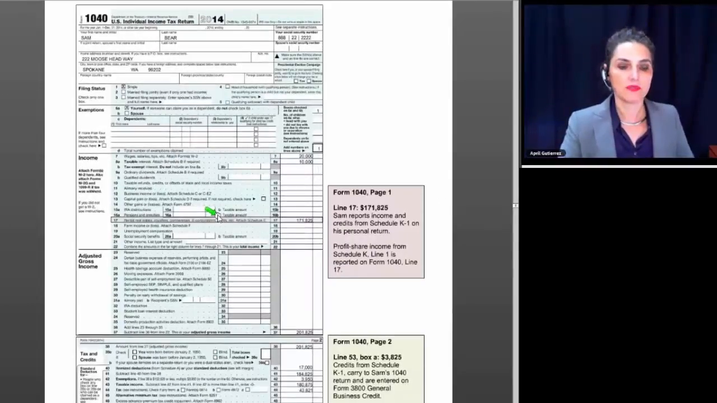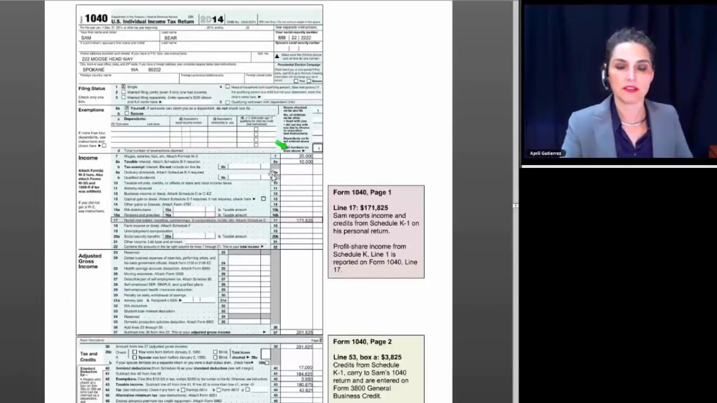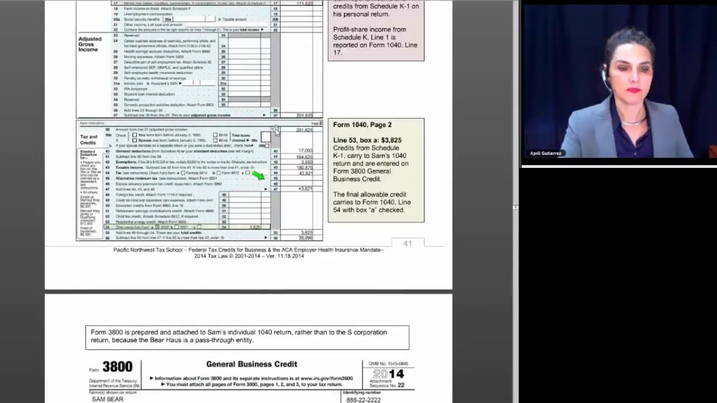He also would have received a W-2 from his S corporation because he was paid a wage or a salary of $20,000 for the year. He has some interest income we've decided to throw in there, and then we've got the S corporation profit flowing through to line 17. We figure his adjusted gross income for the year at $201,825. We decided to throw in some itemized deductions of $17,000. His personal exemption deduction is $39.50. We get taxable income of $180,875 and income tax of $43,821.